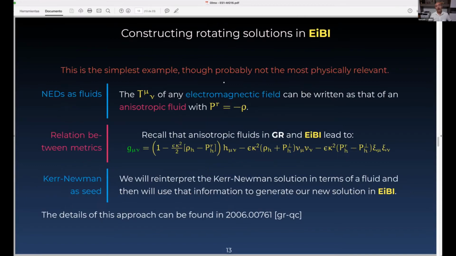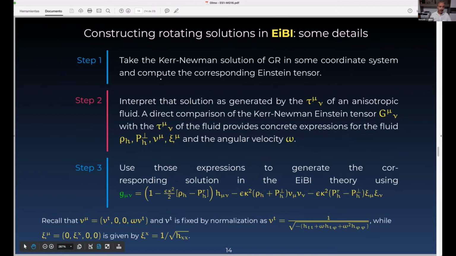Okay, and this is what we did to obtain exact solutions in Born-Infeld gravity. Essentially, we interpreted the Kerr-Newman metric in GR as an anisotropic fluid and used that to generate the solution in Born-Infeld gravity. The details are in this paper, but the sketch of the construction is here. So you take the Kerr-Newman solution.